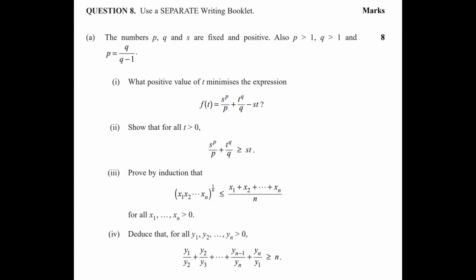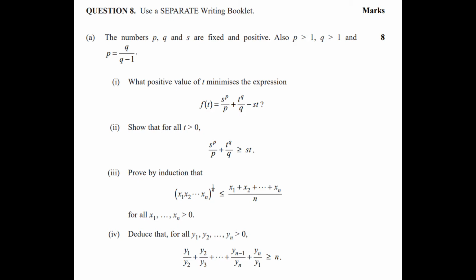We're told to deduce that for all y1, y2 up to yn greater than 0, y1 on y2 plus y2 on y3 and so on, plus yn minus 1 on yn plus yn on y1, is greater than or equal to n. And at first you might look at that and go, well, what's going on here? Where did all these y's come from? What have they got to do with anything? But as we'll see as I work through, this follows on directly from part 3.